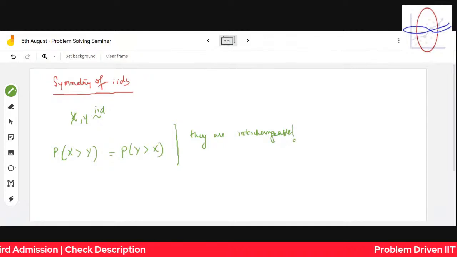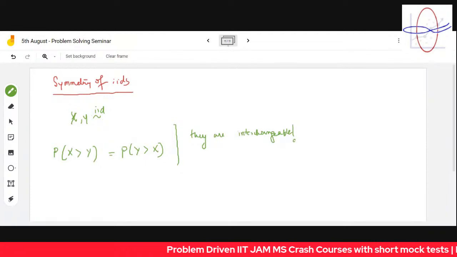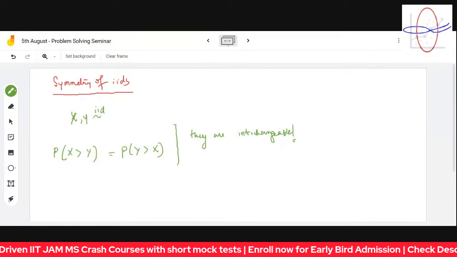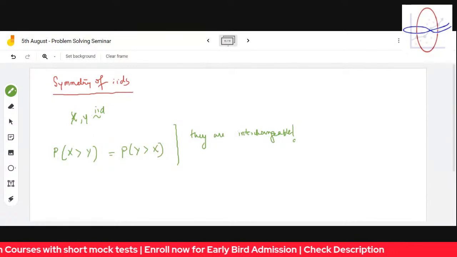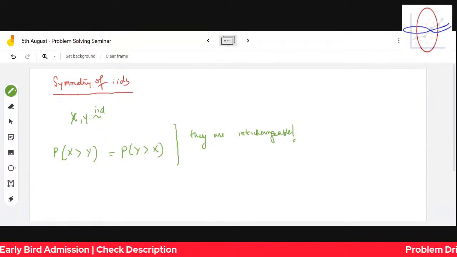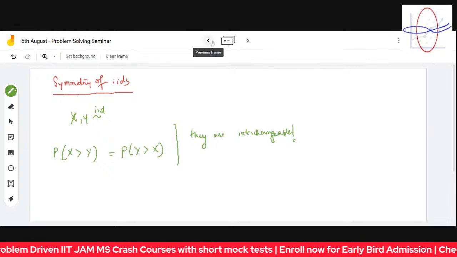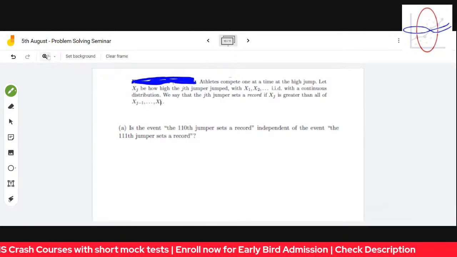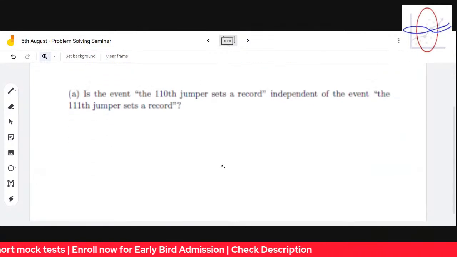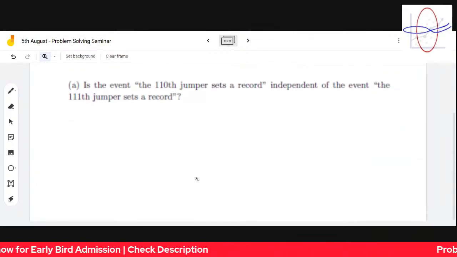Can anyone tell me? What is the mathematical form of interchangeability of random variables? Any ideas, guys? It's called the symmetry of IID random variables. What is the mathematical way of doing that? Okay, let me tell you. This is something you need to learn, and it's a very interesting problem solving aspect. But let's understand this event first. We'll learn via this.